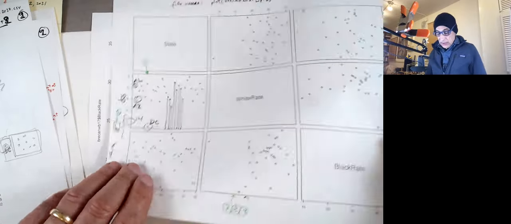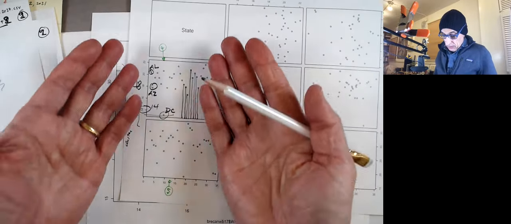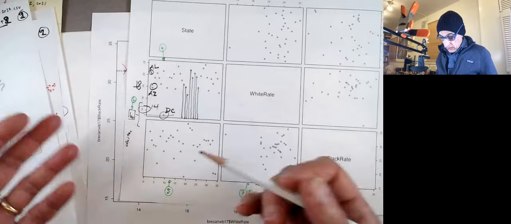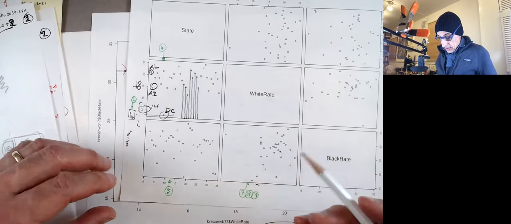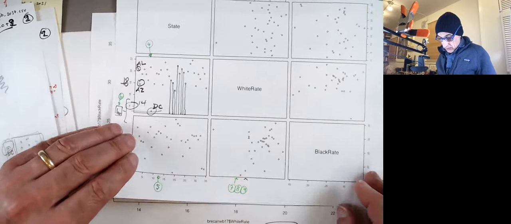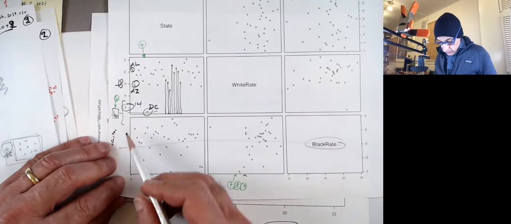So I've learned that these are basically, for my purposes, bars, right? Going in alphabetical order. And if you want, for fun, what you could do is this. Okay, this is the black rate going here. This is black.